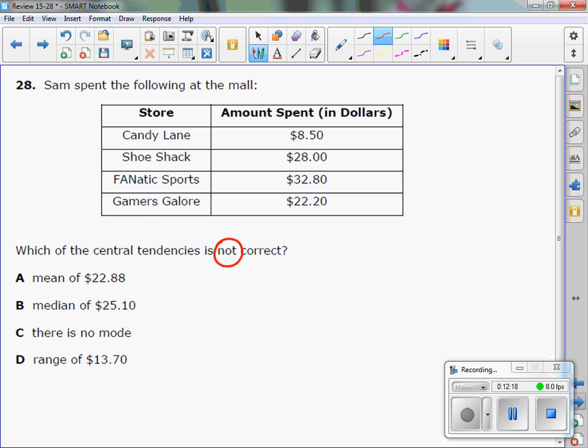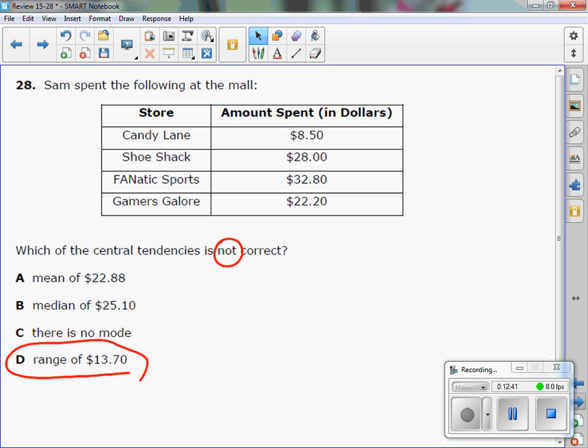Remember, the mean is the average, so add up all your values and divide by the number of numbers. So here I would add up all my dollar amounts and divide by 4, because I have 4 dollar amounts. The median, put them in order from least to greatest, and find the middle number. The mode is the number that occurs the most. The range is the greatest value minus the least value. Once you solve all of those, you'll end up finding out that the range is the one that's incorrect here. The range is not 1370. The range should have been 24.3.